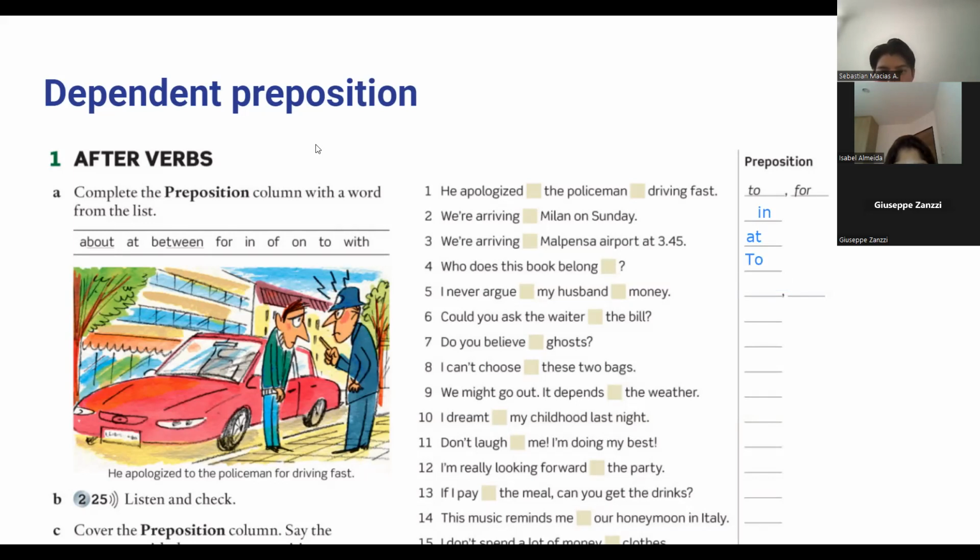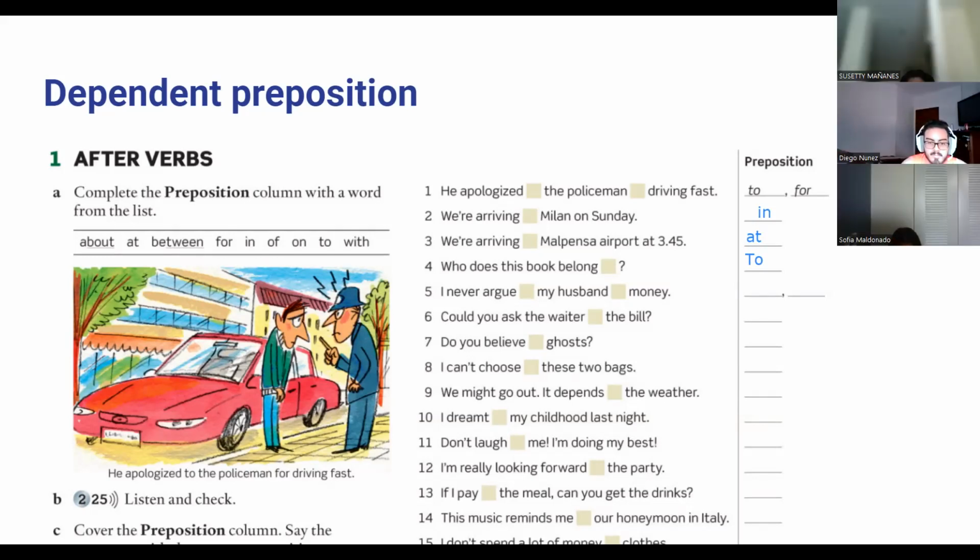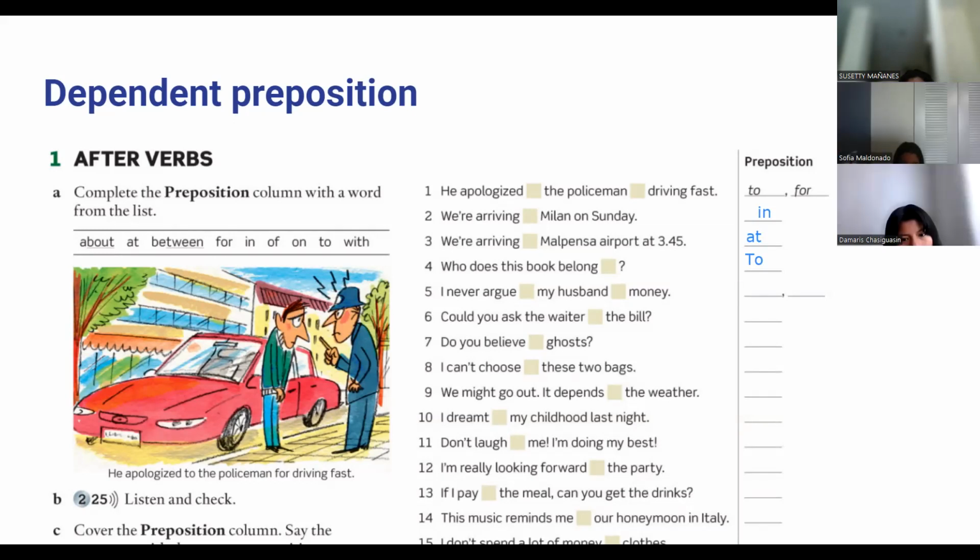I never argue to my husband for money. I never argue. Okay. Do you have something different, guys? She said 2 and 4. 2 and 4, number 5. I never argue to my husband for money. What do you think? Maybe it could also be I never argue with my husband for money. I never argue with my husband.